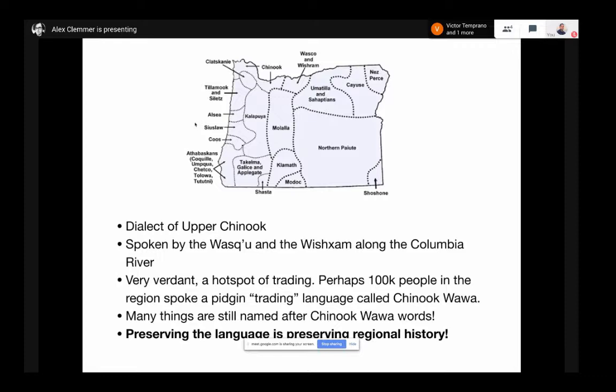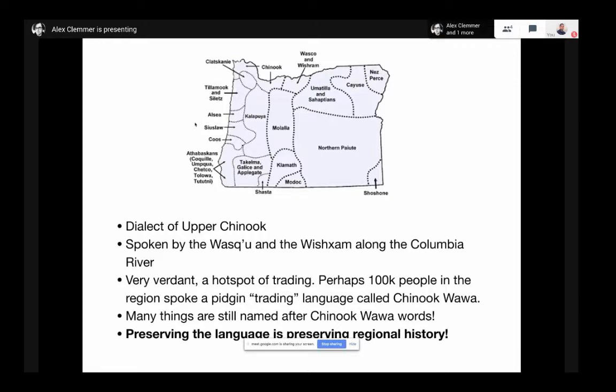It was spoken mostly in northern Oregon along the Columbia River, in what is now known as Oregon, and southern Washington. There were other dialects of Upper Chinook. Kiksht was spoken by the Wasco people and the Wishram. The Wasco are the people that I am descended from. They existed on the Oregon side of the Columbia River, and the Wishram, who also spoke Kiksht, were on the other side of the river.